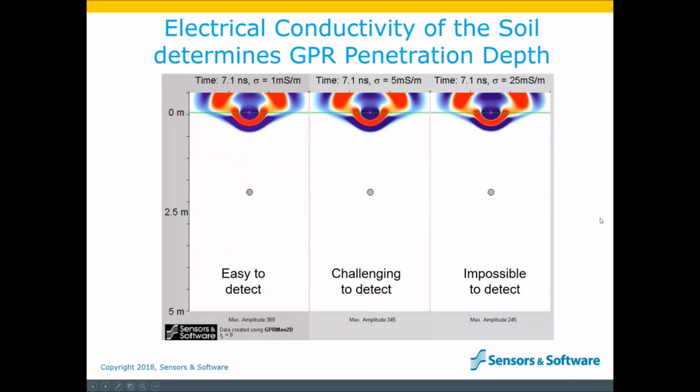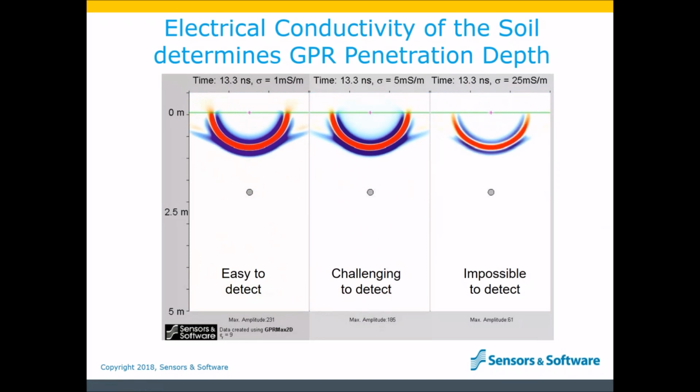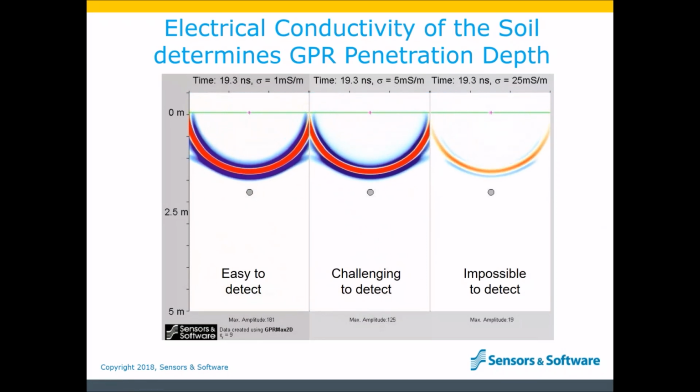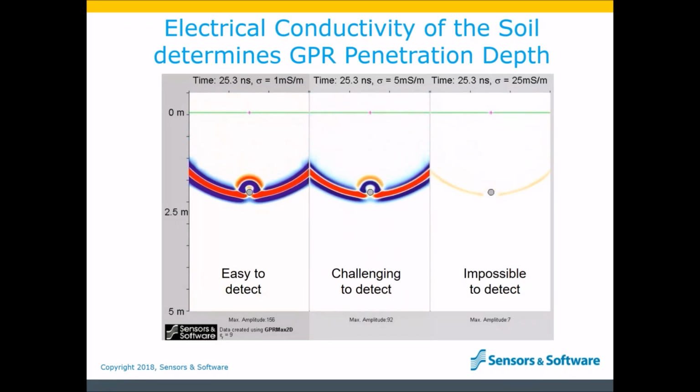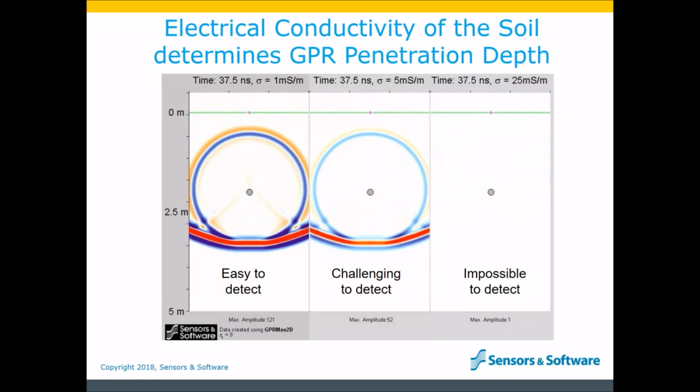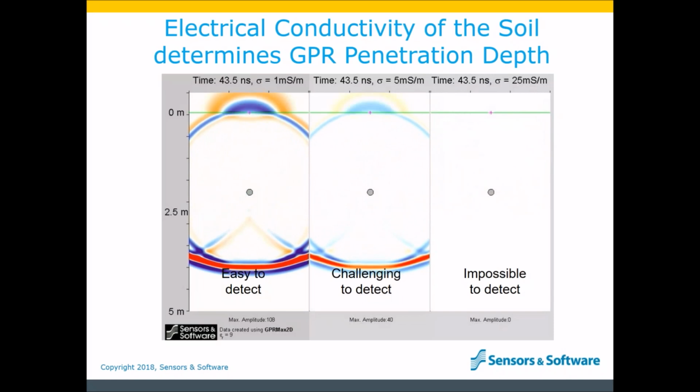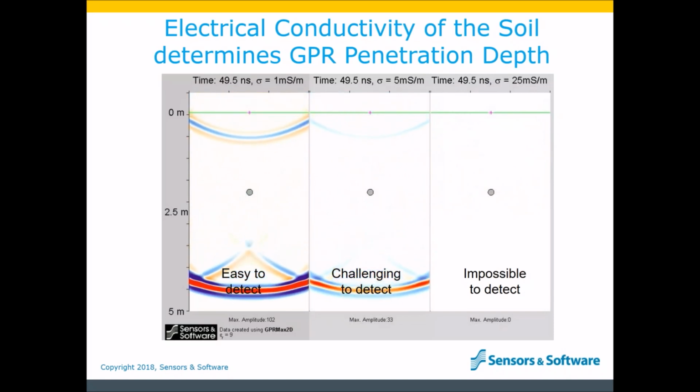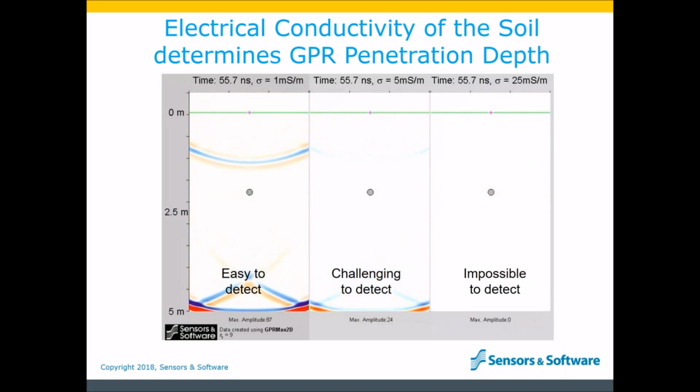And finally, on the right, we see the situation where the electrical conductivity is so high that the GPR energy cannot travel down to the utility, reflect, and return to the surface before being absorbed. This happens in clay-rich soils. So in this particular simulation, that utility is invisible to the GPR. Simple as that.